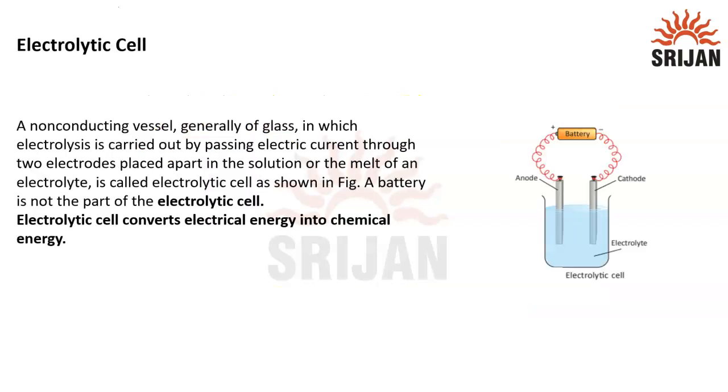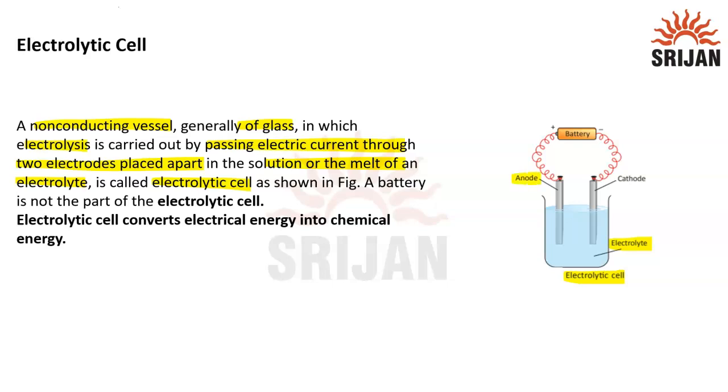Electrolytic cell. It's a non-conducting vessel, generally of glass, in which electrolysis is carried out by passing electric current through two electrodes placed apart in the solution or the melt of an electrolyte. So here we have the electrolytic cell, simply made up of glass. Inside this we have the electrolyte, which is either in molten state or an aqueous solution.